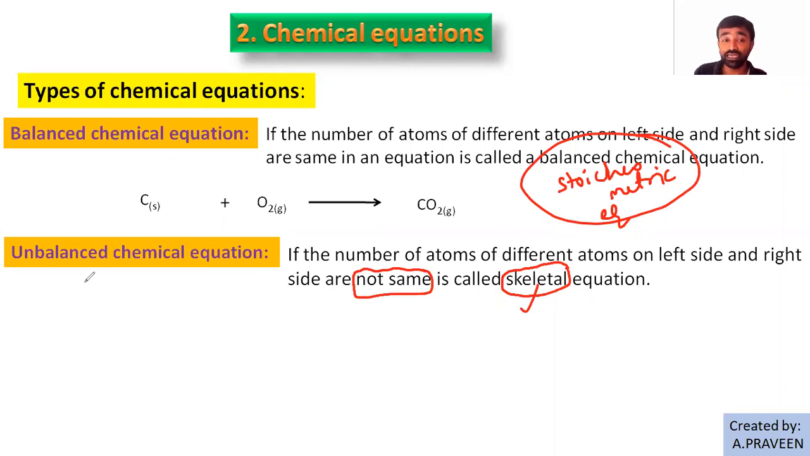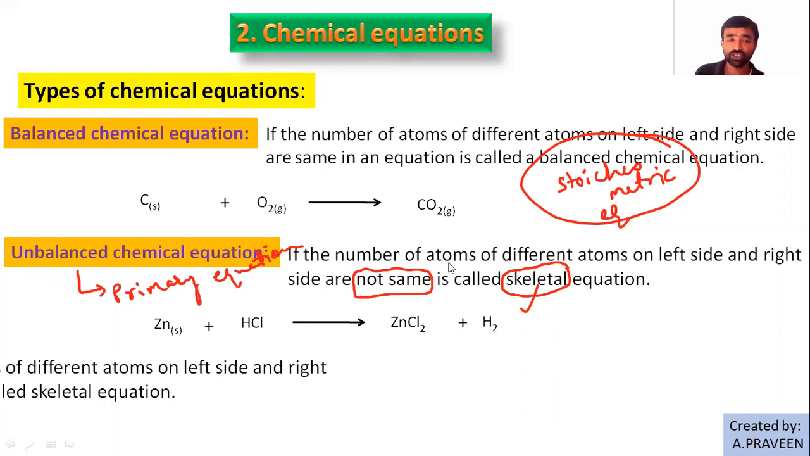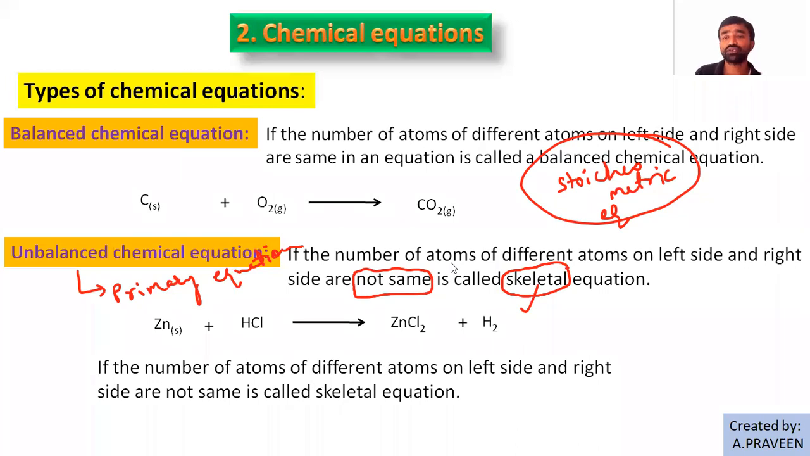An unbalanced chemical equation is also called a primary equation. Remember the different names also. Here is an example of an unbalanced chemical equation, which has a different count before and after the change: zinc reacting with hydrochloric acid and giving you zinc chloride and hydrogen gas. In this, the count before the change and after the change is different. So that is called a skeletal equation.